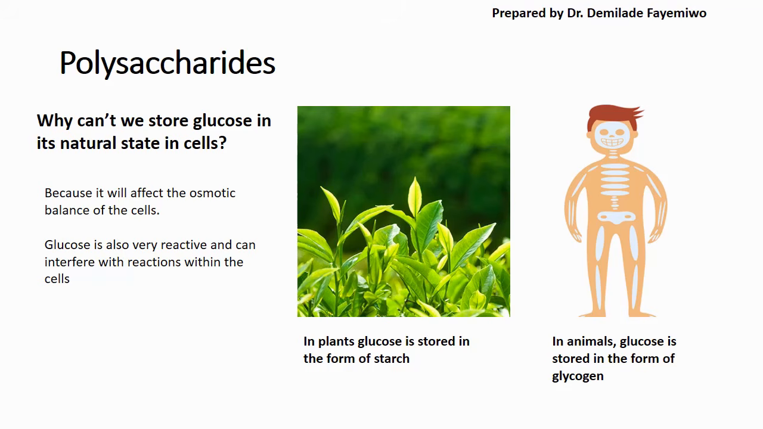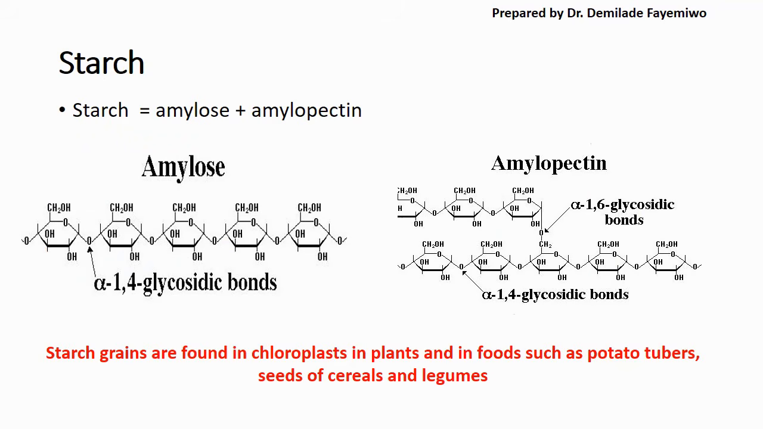So what happens then is that plants, like I said, will store glucose in the form of starch, whereas animals will store glucose in the form of glycogen. This is very important because it plays a role in whether or not a person can develop issues like diabetes. If you're unable to easily convert glucose into glycogen, then you might have a diabetic condition, but we're not going to go into that. That's chapter 14 information.